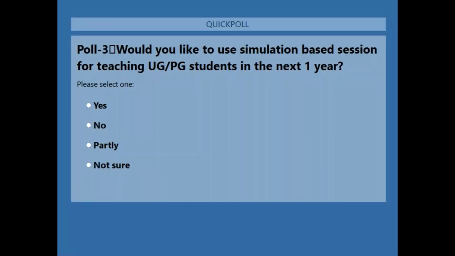So this is the third poll. Would you like to use simulation-based sessions for teaching undergraduate or postgraduate students in the next 1 year? You can select your choices. The results of the poll are 88% yes, 1% no, 11% partly, 2% not sure. Right. So if we see the percentage, when we started with poll 1, combining who are doing and who are partially doing was 48, and which reaches up to now 88 and 90%.